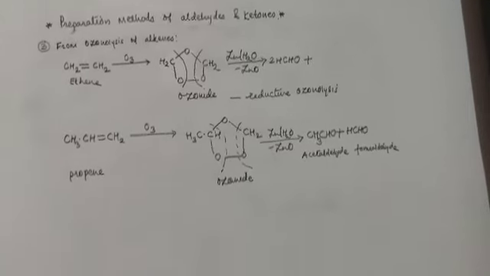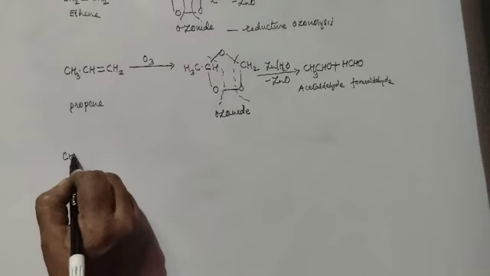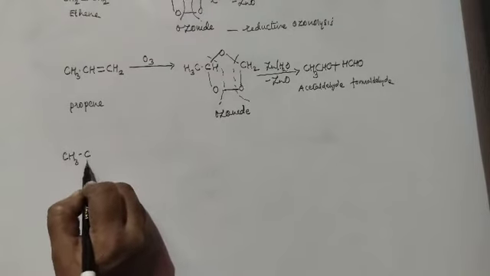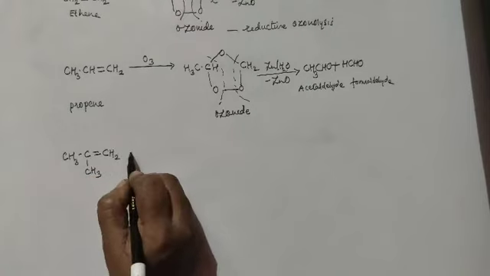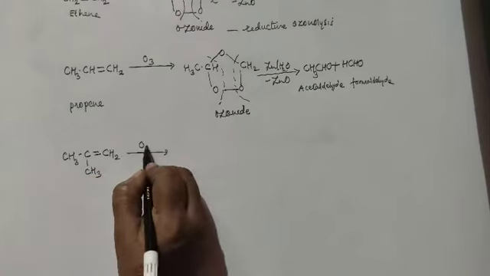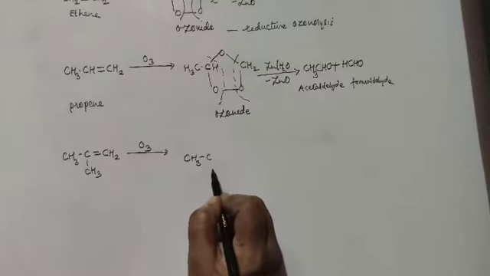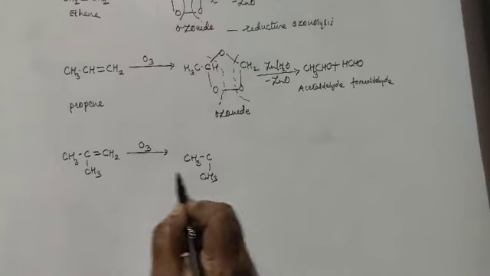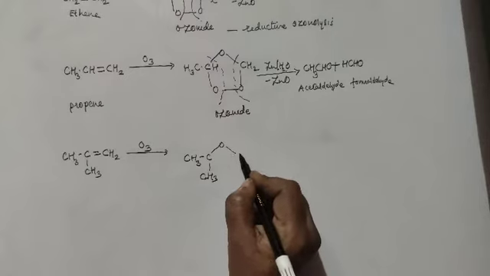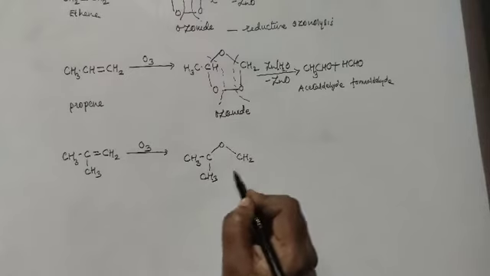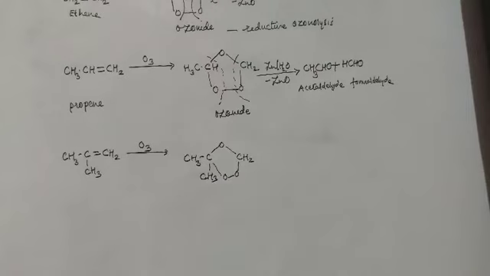We'll take one more reaction with isobutylene, that is (CH3)2C=CH2. This again on treatment with ozone, you will get CH3, CH3. Now here there is a double bond, so you add ozone across the double bond and your product will be ozonoid.